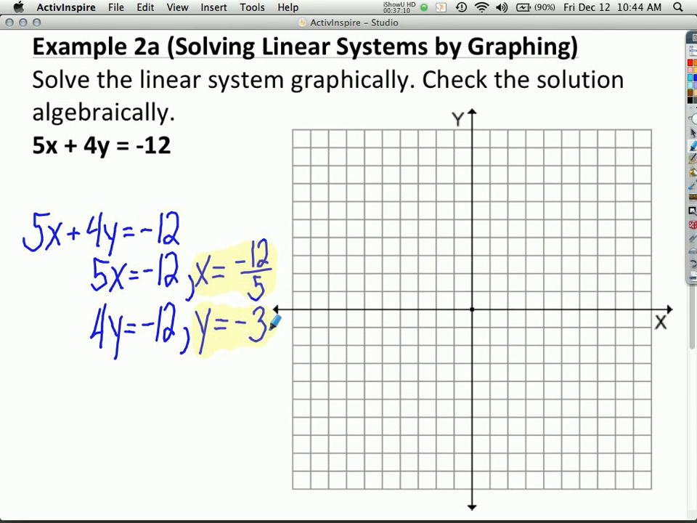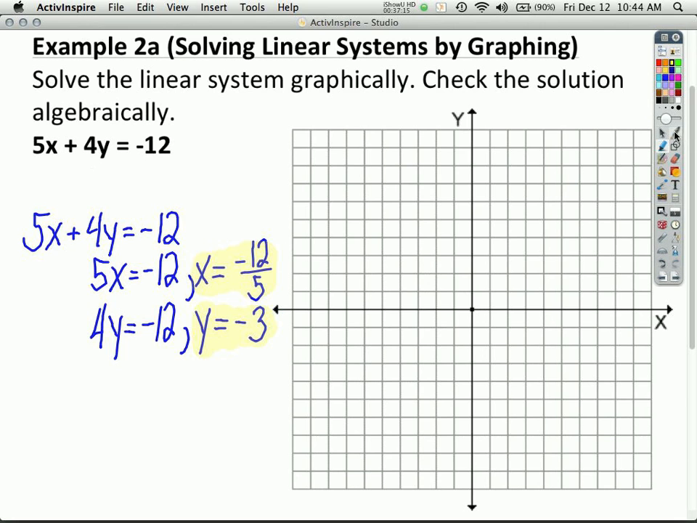Now we need to put them on the grid and draw a line through them. Negative 12 fifths, I know, is a little uncomfortable. Could someone say that number in a more comfortable way? What is another way to say negative 12 fifths? It's a little more human.